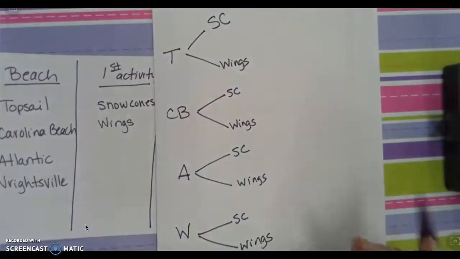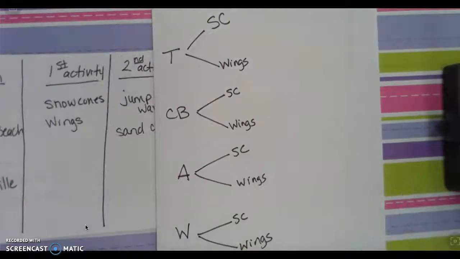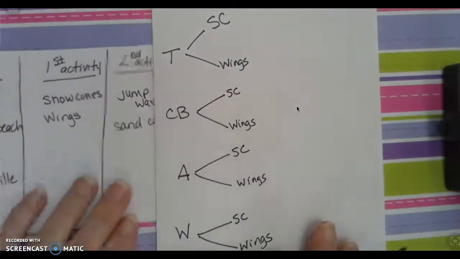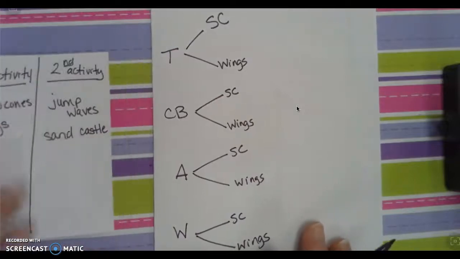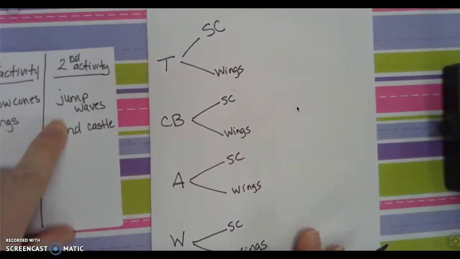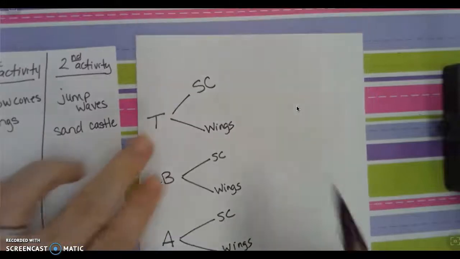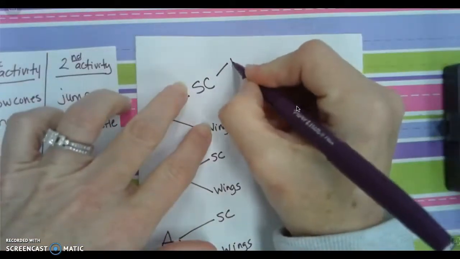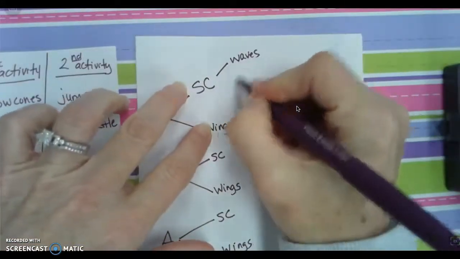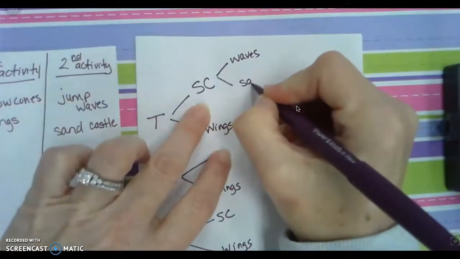All right, now I'm going to run out of room. I hate that. I wish I could shrink. I was hoping maybe I had it blown up, but I don't. Okay, so our second activity, we can either jump waves first when we get to the beach to go in the ocean, or we can build a sand castle. So we got waves or sand.